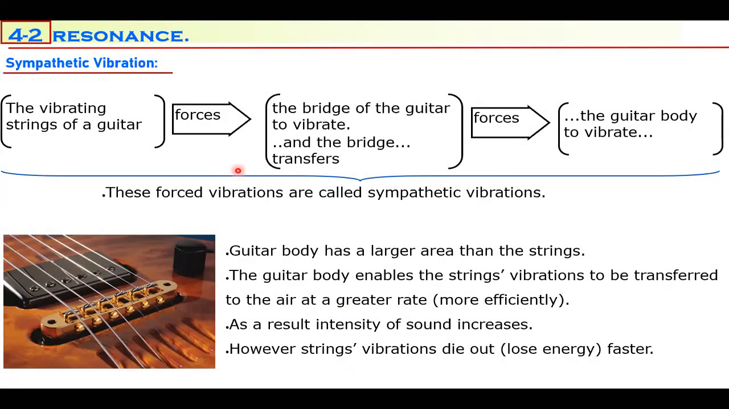This is the sympathetic vibration. As I said, it's a forced vibration starting from the vibrating string to the bridge, then from the bridge to the guitar body, then from the guitar body to the air. So all these substances are vibrating with the same frequencies, because the string forces the bridge to vibrate with the same frequency. The bridge forces the body to vibrate with the same frequency. The body forces the air molecules to vibrate with the same frequency. So this chain of forced vibration is known as sympathetic vibrations.